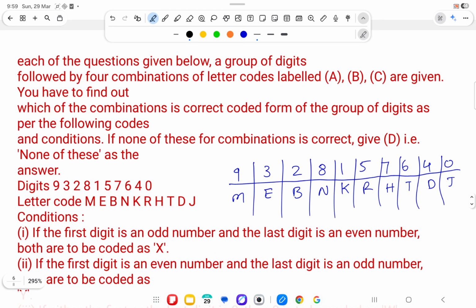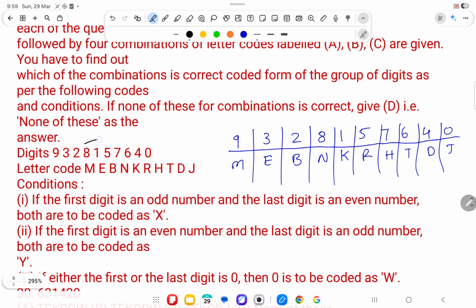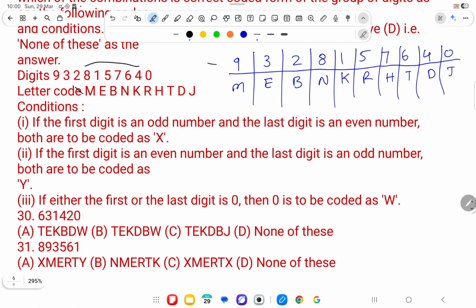Next question. See that here some conditions are given, followed by 4 combinations of letters labeled A, B, C. You have to find out which is the correct combination. So again conditions are given. See, the same thing given here, I have written here. 9 is for letter M. It should be like 9 is for M, 3 is for E. It should be like that. Then they have given a word. See that word. What is that word?